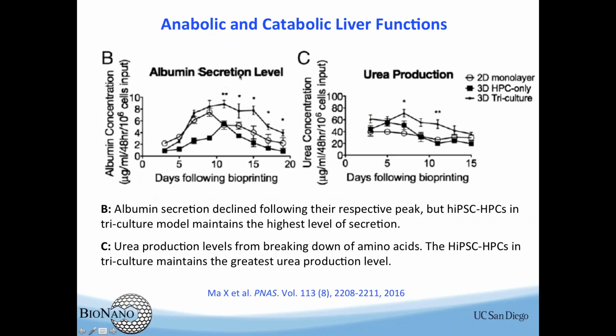And next, we want to look at anabolic and catabolic liver functions, specifically albumin secretion level and urea production. You can see this 3D triculture model has much higher levels of albumin and urea in comparison to the 2D and also 3D hepatic cell only models. So it looks like this 3D printed in vitro liver is functioning. Although we do see a reduction after day 10, this is the number of days following bioprinting. So after day 10, you can start seeing this decrease.